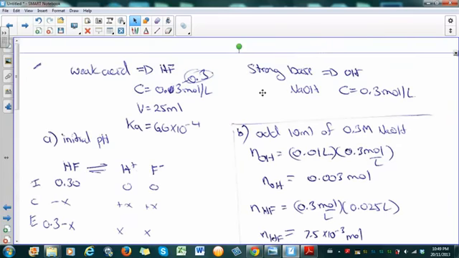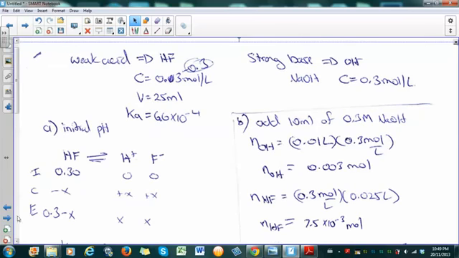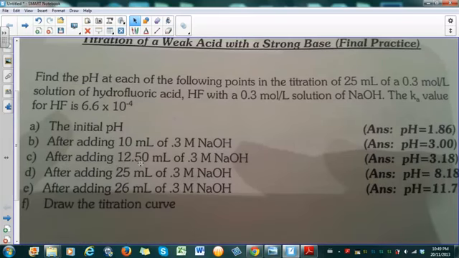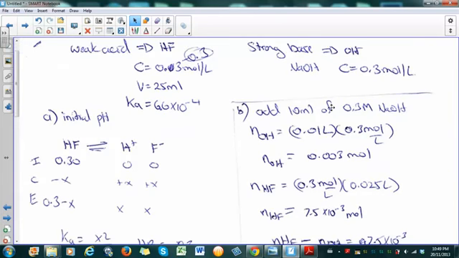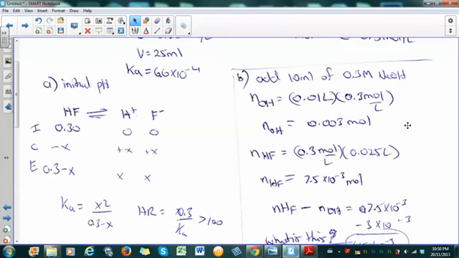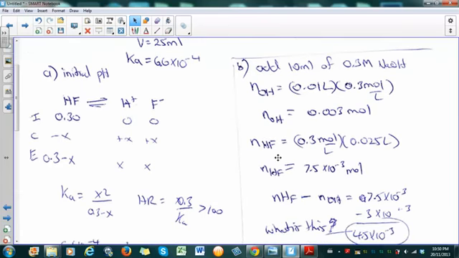Now for B, the question is asking about after adding 10 mL of 0.3 molar NaOH. So now we calculate the moles. The moles of OH, basically just this, because we don't have to worry about the Na, is 0.01 liters, because that's 10 mL, times its concentration, which is 0.003 moles. Now the moles of HF is its concentration times its volume, which is 7.5 times 10 to the negative 3, or 0.0075.